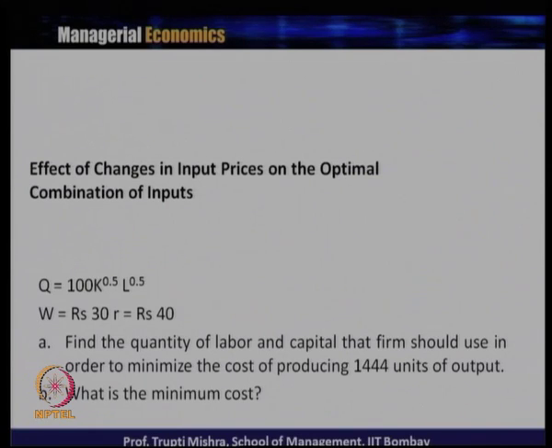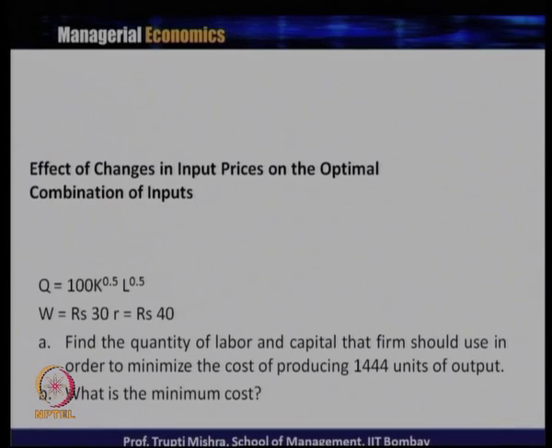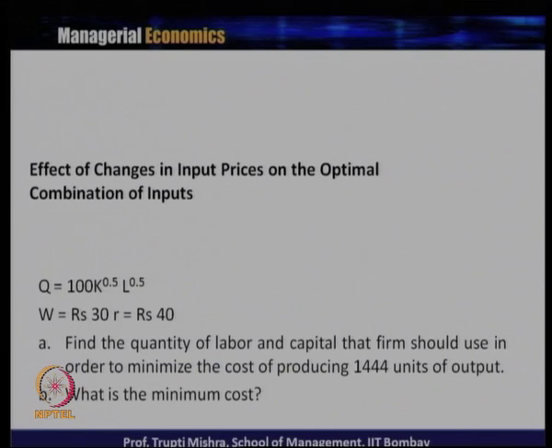This production function is in the form of a Cobb-Douglas production function, where W is 30 and R is 40. So, W is the price of labor, that is 30 rupees, R is the price of capital, that is 40 rupees, and what we need to do here is find the quantity of labor and capital that the firm should use in order to minimize the cost of producing 144 units of output. So, this is the minimization case, the second case, where the output is given, we need to minimize the cost, and find the minimum cost.